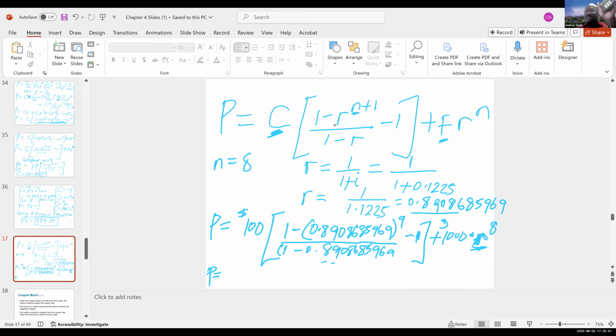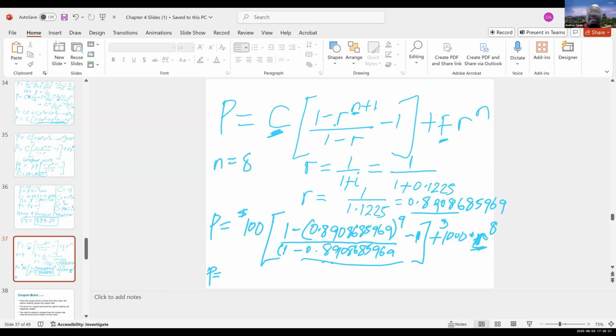So using a regular scientific calculator, not a financial calculator, just regular scientific. It still has to be a scientific calculator. If you just have some calculator on your phone, that's not going to work. You need a calculator with scientific functions in it. So I'm going to program what is in parentheses first, which is 1 minus, then a bracket, 0.890868585969, close bracket, raised to the power 9. Power button here, raised to the power 9, enter.